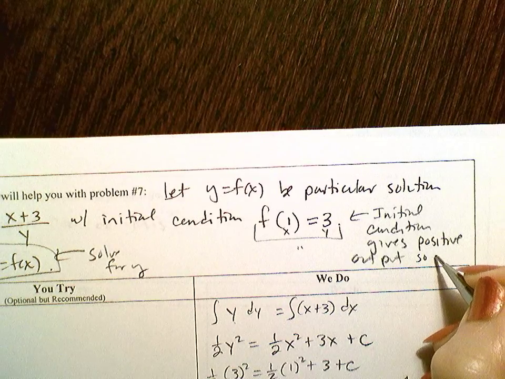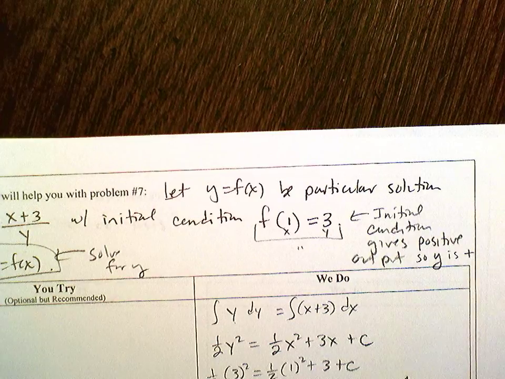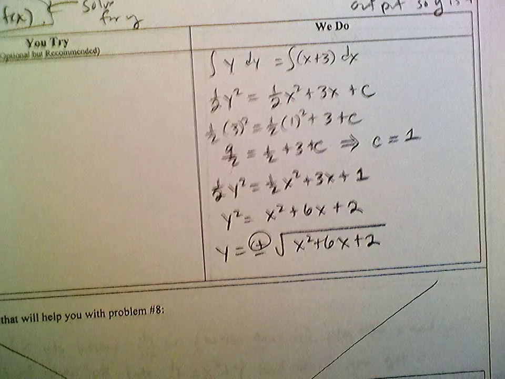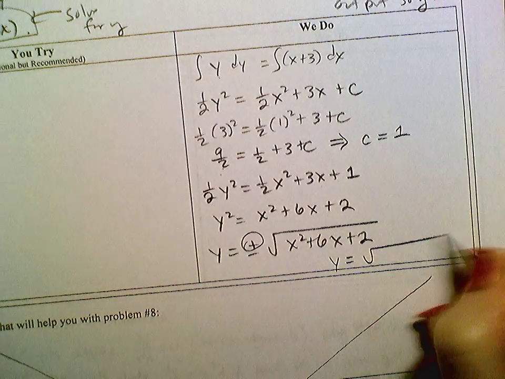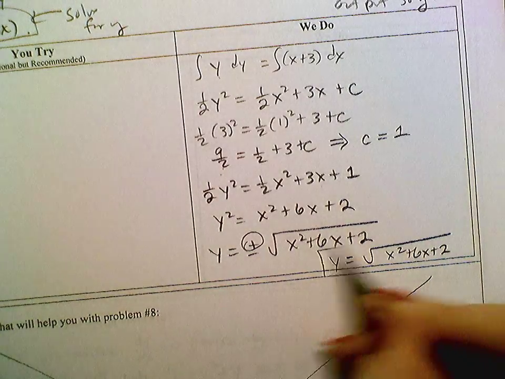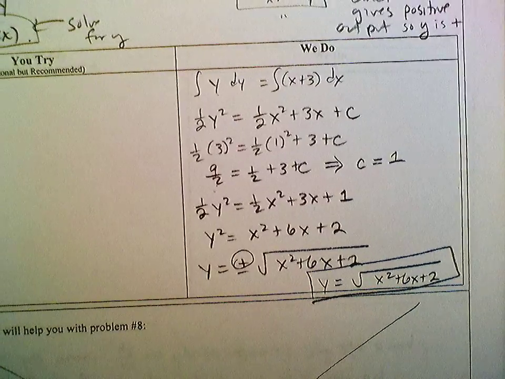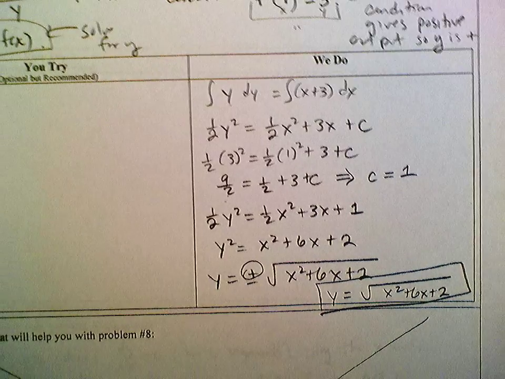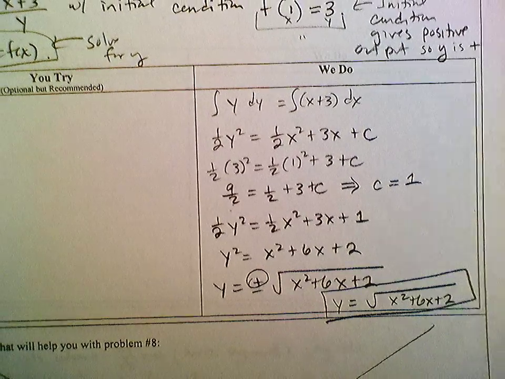So y is the positive one, all right? So it's going to be the positive one. So the answer is that y is equal to the radical of x squared plus 6x plus 2. So at the very end of these problems, when you're deciding if it's the positive or negative choice, you look at the initial condition and see whether that output is positive or negative.